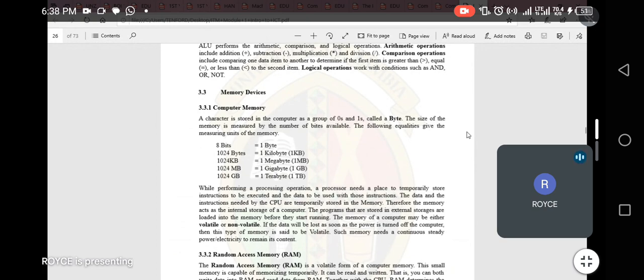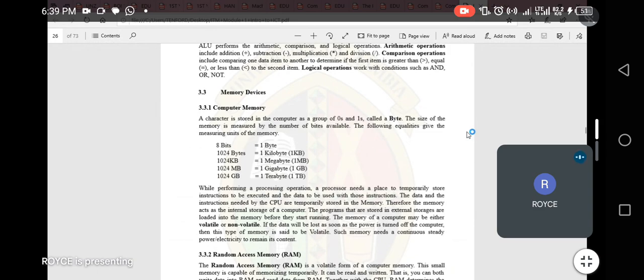Then the other thing we have to know is that computer memory is measured by the number of bits which are available. The following equalities give the measuring units for memory. We have 8 bits, which are equal to 1 byte. And 1024 bytes make 1 kilobyte. So basically this is how the size of memory is measured.